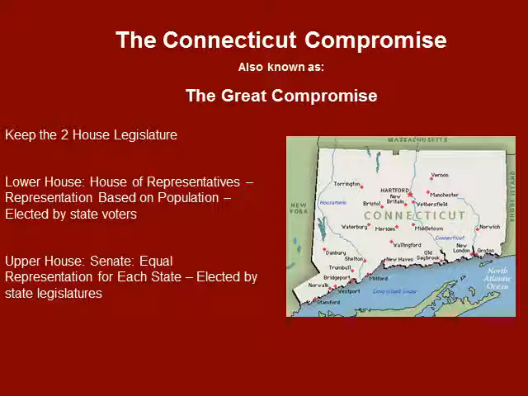Keep the two-house legislature of the Virginia Plan, but make one of those houses based on population. The lower house, the House of Representatives, would be based on population and would be elected by state voters. And then the upper house, the Senate, would have equal representation for each state, and those representatives would be elected by state legislatures. So they keep key elements of both plans.